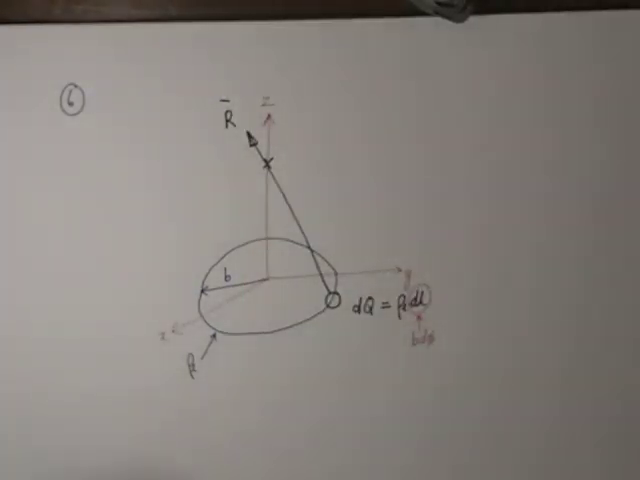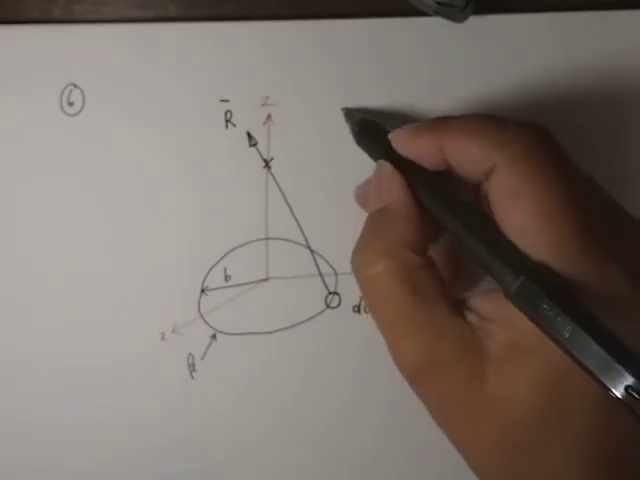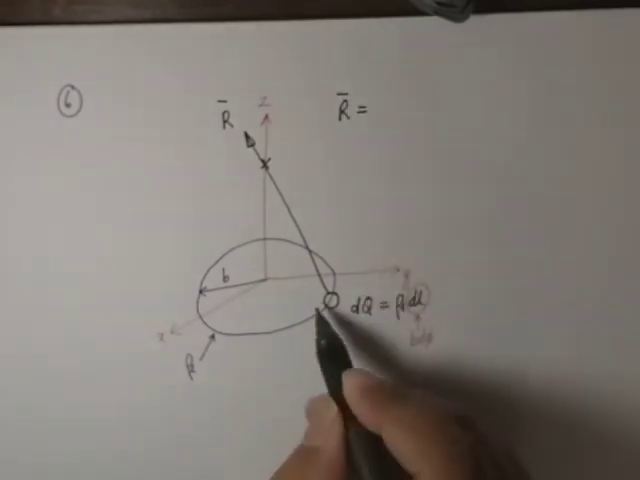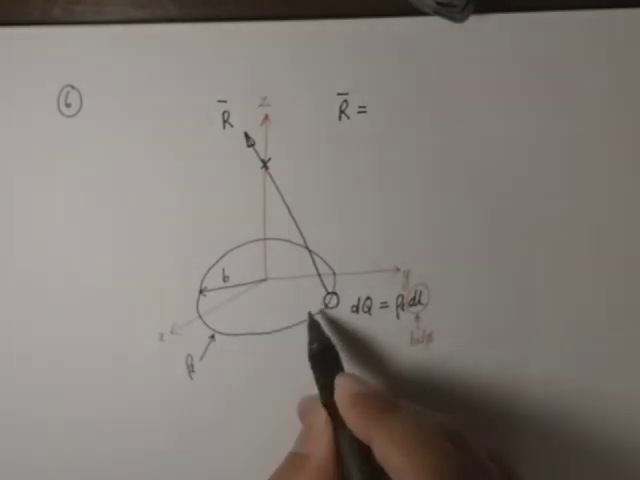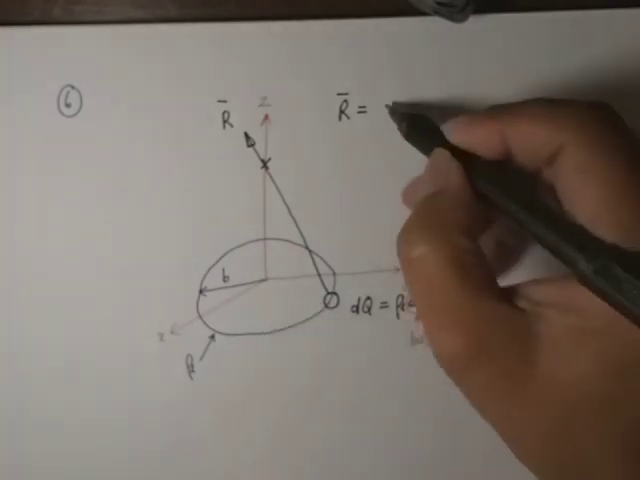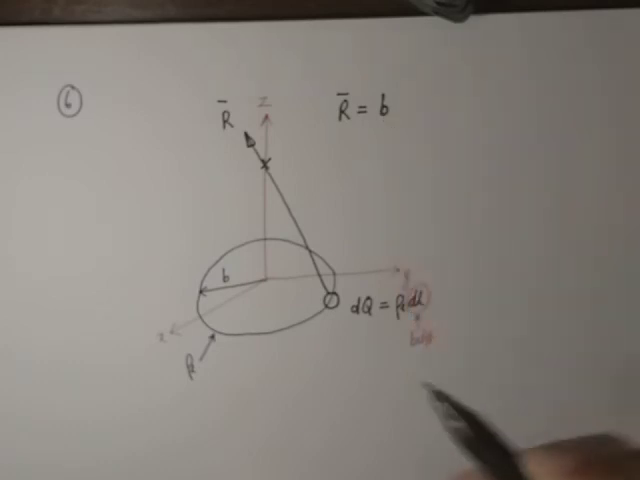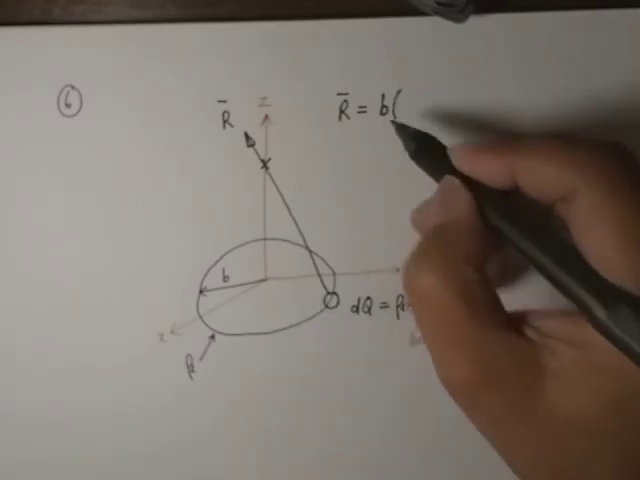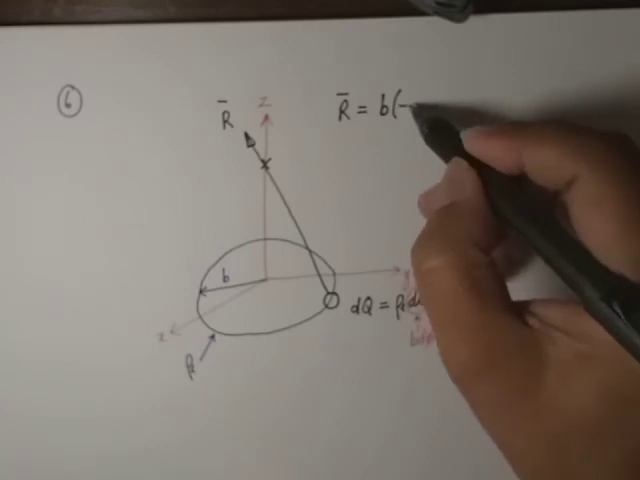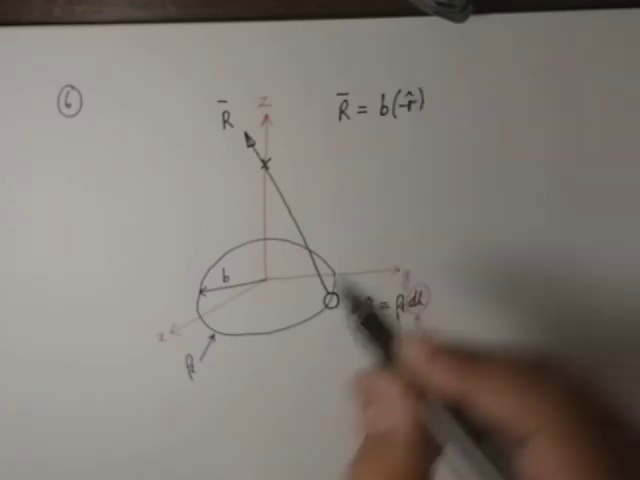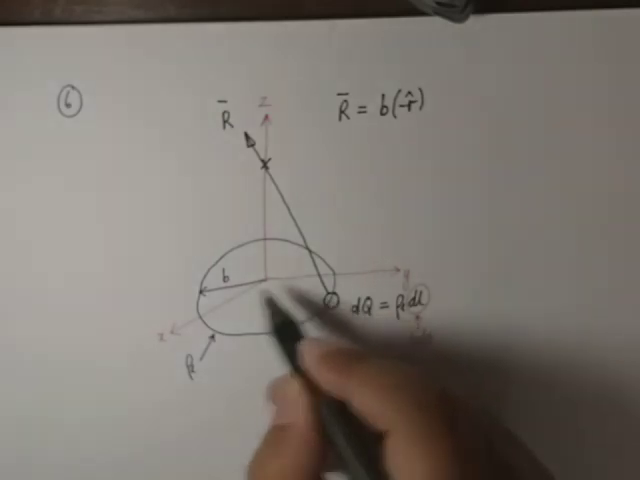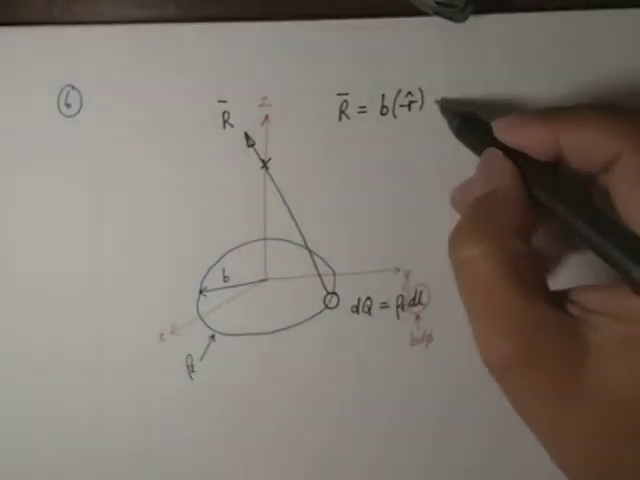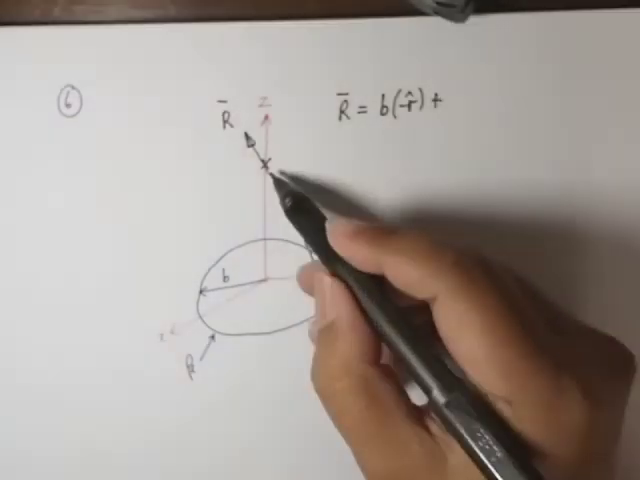Okay, and based on the diagram, our vector R should be equal to the horizontal component. What's the magnitude? Good, b. So it's moving towards the negative direction, and based on the definition of cylindrical coordinates, it should be negative r. That should be the horizontal component of vector R. Then it's going to move upward, so plus, what should be the magnitude now?